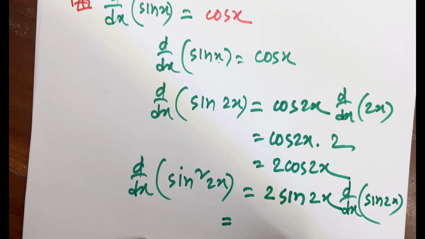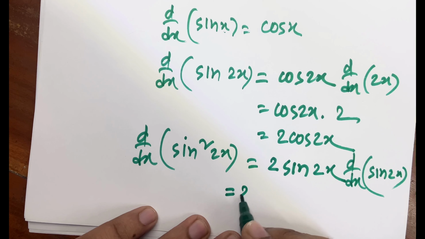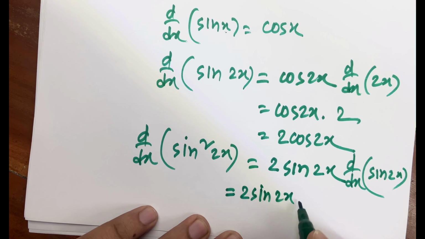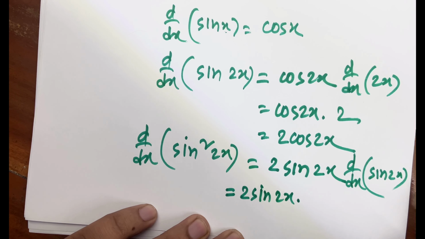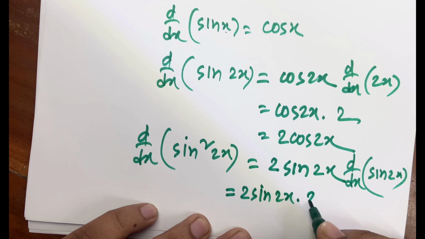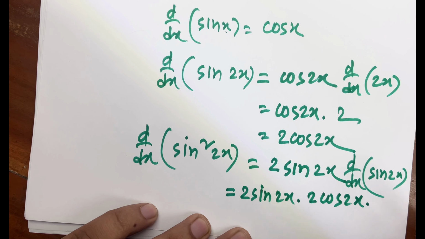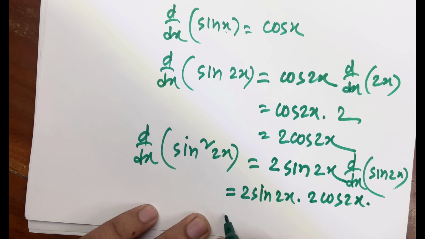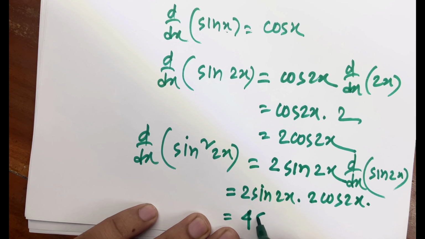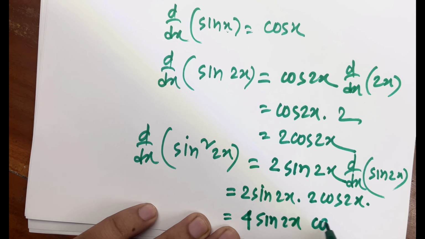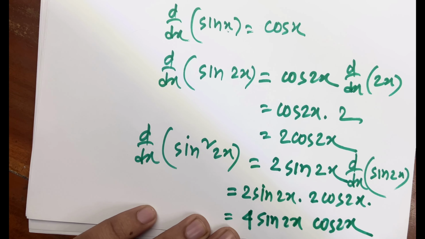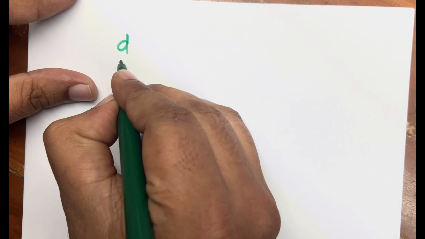Now I can say easily 2 sine 2x and sine 2x. If you take d/dx of sine 2x, we know that it is 2 cos 2x. Now I can say easily 2 multiplied by 2 is equal to 4 sine 2x cos 2x.